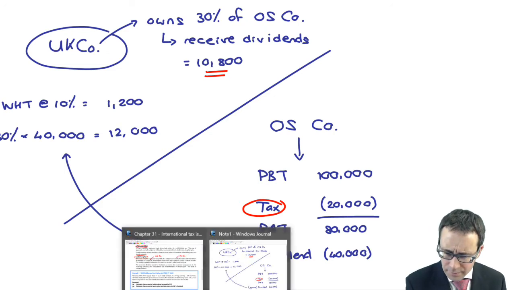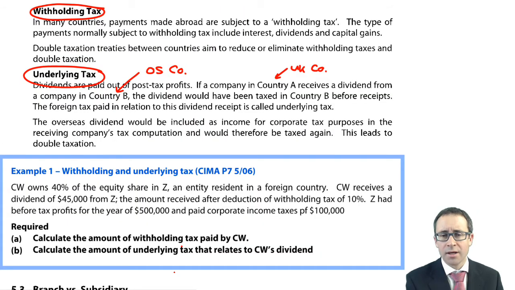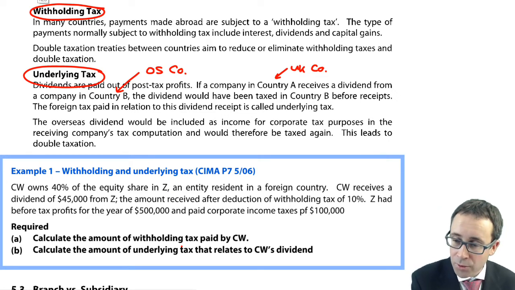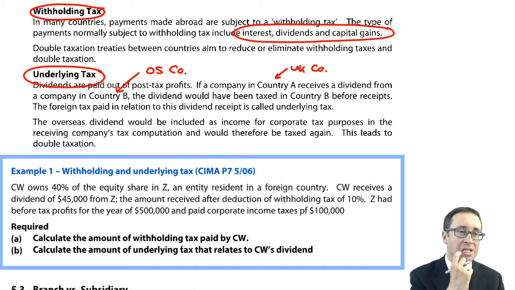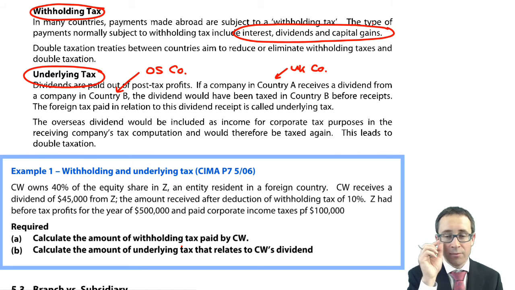Again, bits and pieces. The withholding tax definition there. In many countries, payments made abroad are subject to withholding tax. The types of payments normally subject to withholding tax include interest, dividends, capital gains. I think you could incorporate royalties and rent within there as well. Excellent. Again, if there's a double tax treaty, then potentially that will eliminate your withholding tax.